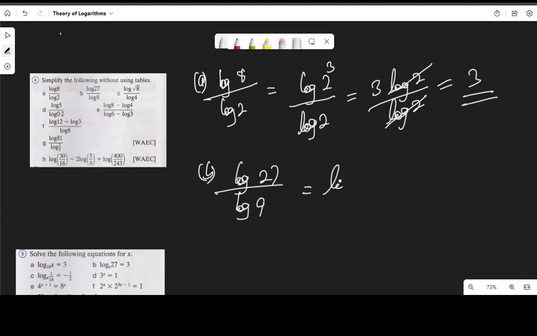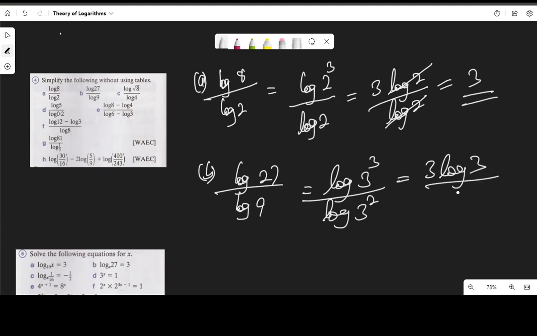This I can write as log 27, that is 3 to the power of 3, over log 9, which is 3 to the power of 2, which you can write as 3 log 3 over 2 log 3. So log will cancel log, and we are left with 3 over 2, which is 1.5. That is that for A and B.